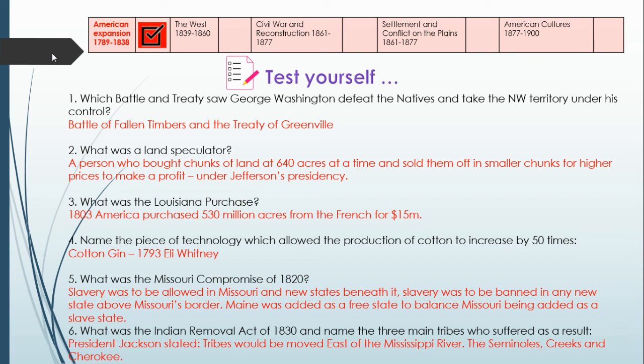Okay, so hopefully that has helped you with American expansion. I apologise about the fact that it should be west of the Mississippi River. I will change that on the presentation now, so please make sure your notes say, remember, the natives were pushed west rather than east. Okay, the next session that we will do will be looking at the West, 1839 to 1860.